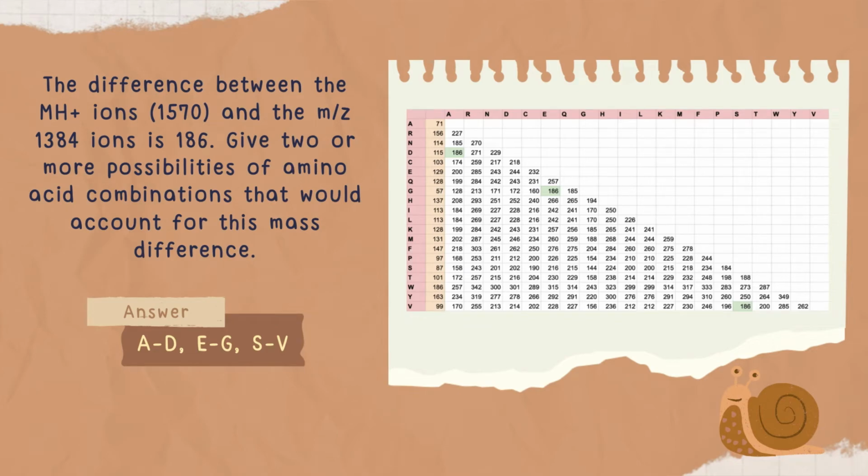For the fourth question, what are possible amino acid combinations that would account for the mass difference of 186? So by combining the masses of different pairs of amino acids, it was determined that the possible pairs are alanine and aspartic acid, or glutamic acid and glycine, or serine and valine.